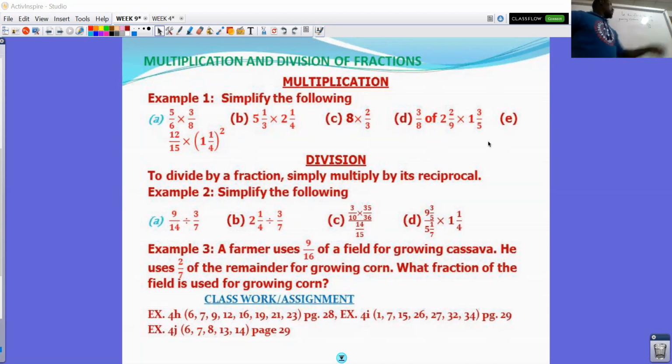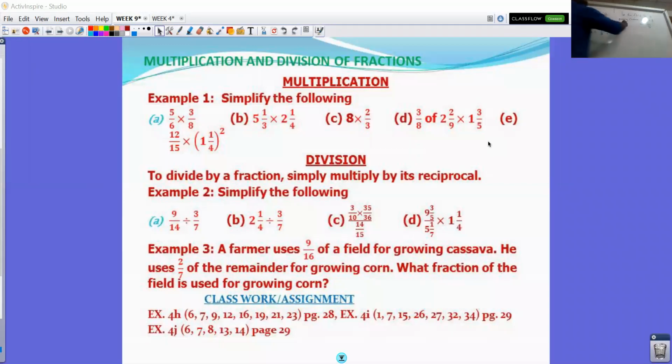So that's 9A/16. Or if that A will confuse us, let me use another letter. Let's say letter Y, because some people will write that A as 9. So let the total field be Y. Then for growing cassava, that will be 9/16 times Y/1. That is 9Y/16. Now, remember, the question says he uses 2/7 of the remainder.